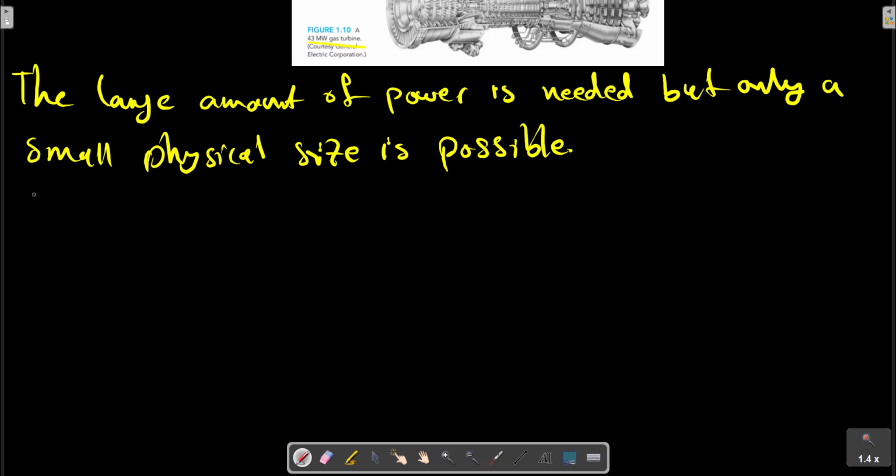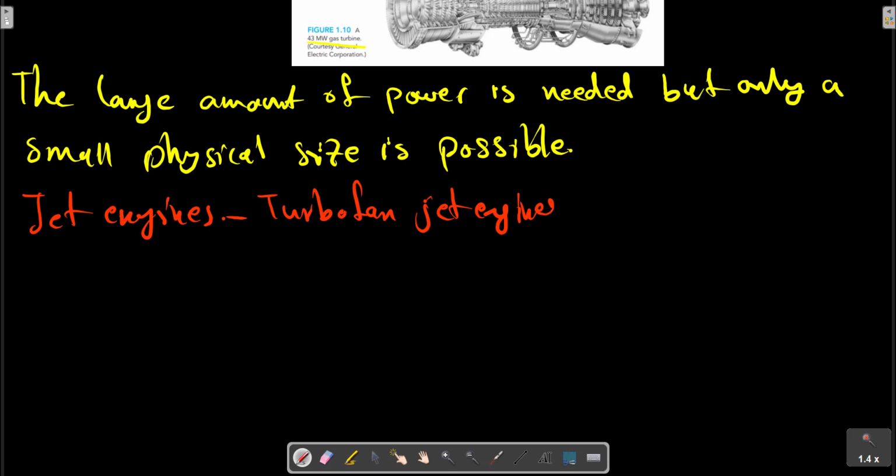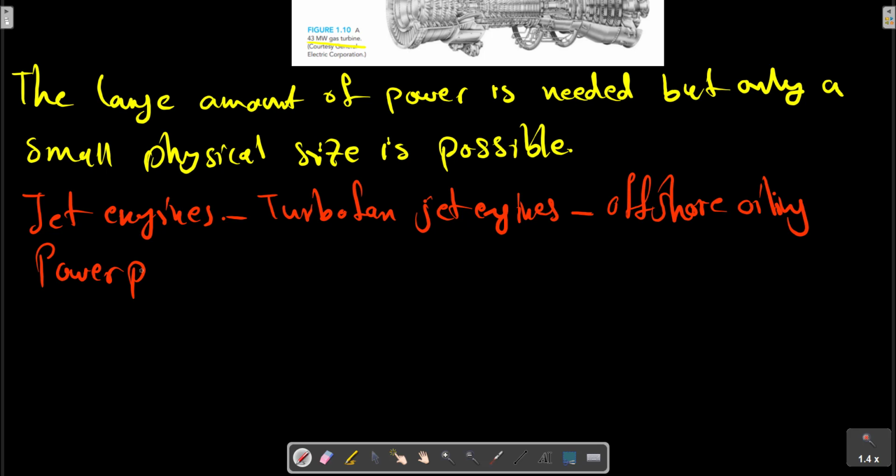For example, jet engines, turbofan jet engines, offshore oil platform power plants, or peak load power generators.